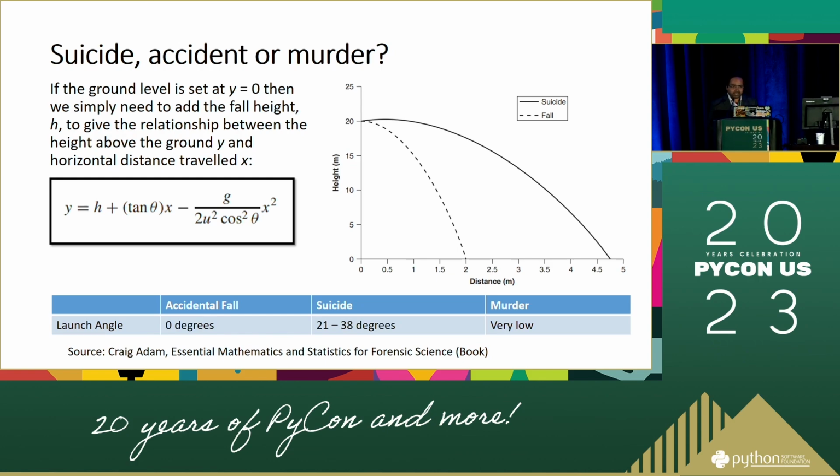Then similarly, murder. Somebody might have killed someone and tried to throw the body. So in that case, the angle will be less than the 28 to 38 degrees. It may not be 0 degrees, but it will not be between 28 to 38 degrees either. So it may be close to 0 degrees. You can consider it as 5 degrees or 10 degrees.